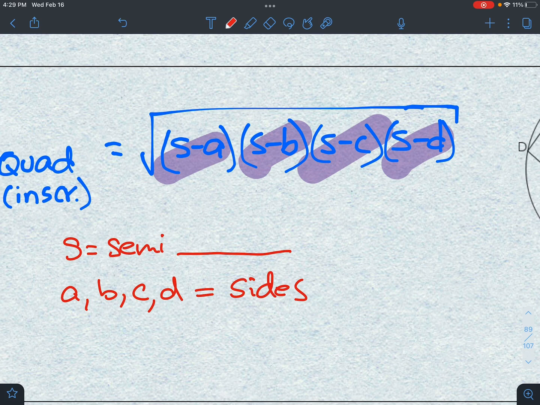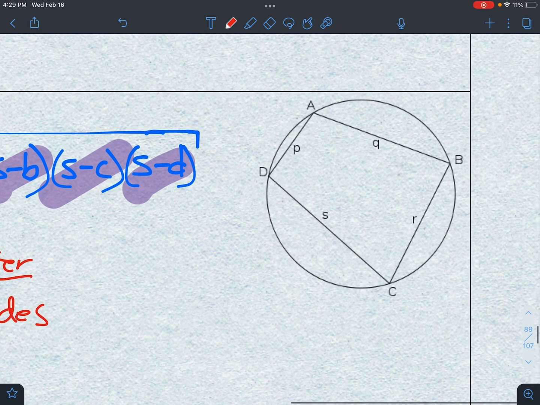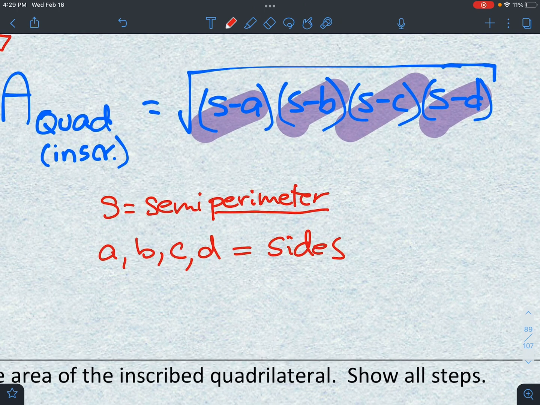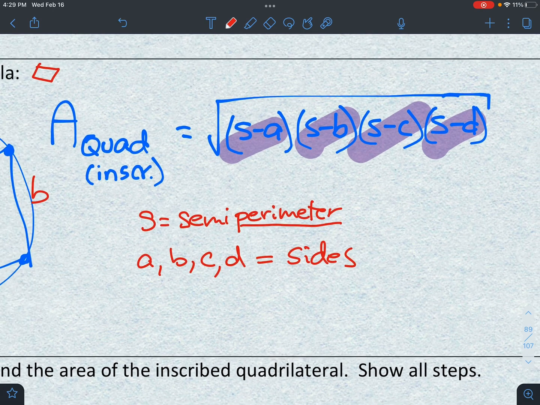Brahmagupta, you could probably guess, is somebody from India. So again, it uses the semi-perimeter and the four sides. So take all the four sides, add them up, divide by 2. Yeah? Subtract from each of them. Notice it's slightly different. There's no just plain S. It's S minus each of the four sides.